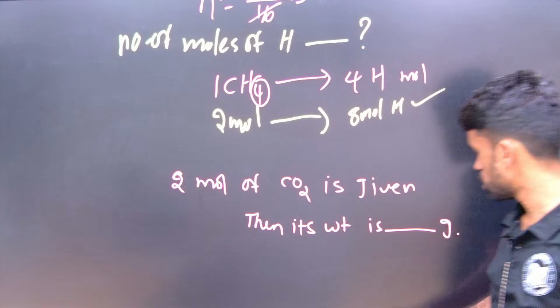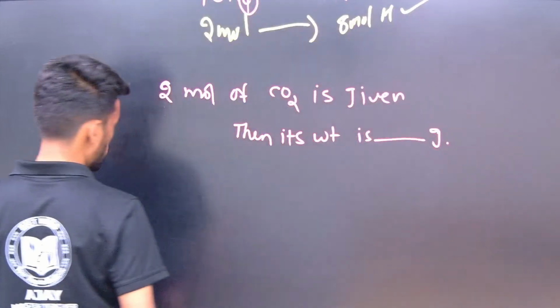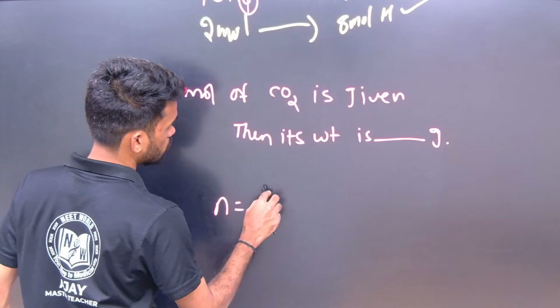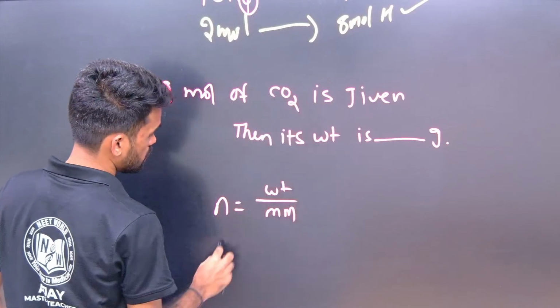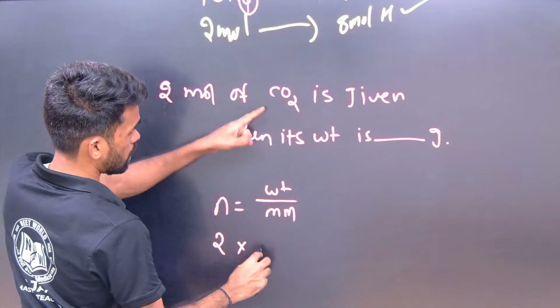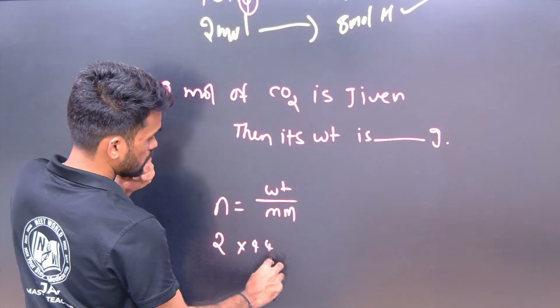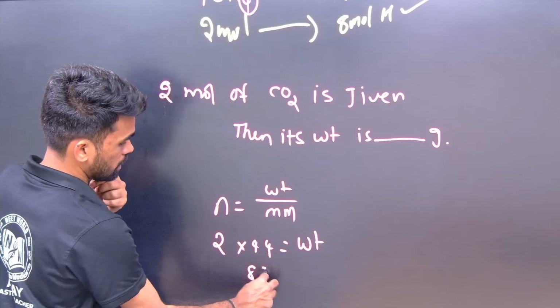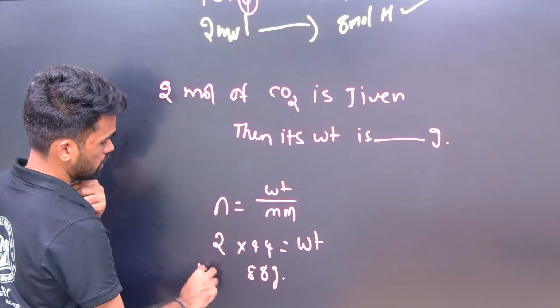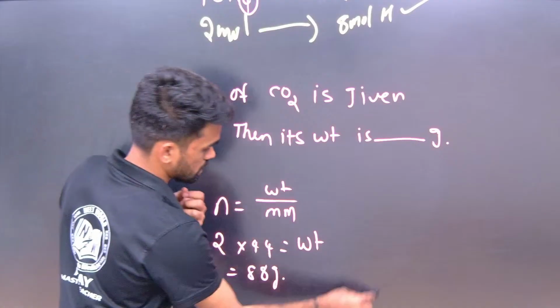Okay, so how are you doing it? Number of moles equals weight by molar mass of that substance. Number of moles is 2, molar mass of CO2 is 44, so weight will be 2 into 44. Okay, so 88 grams. This will be the weight. Okay, next.